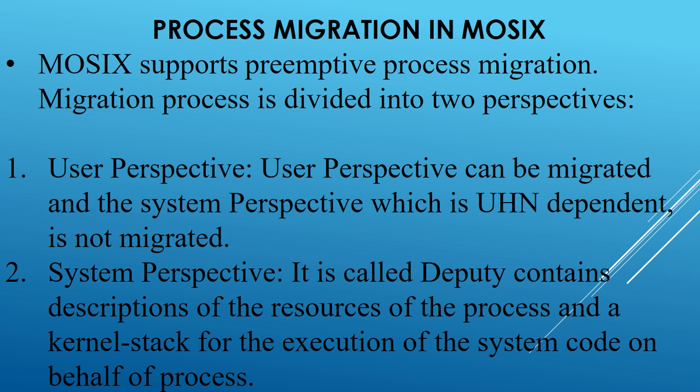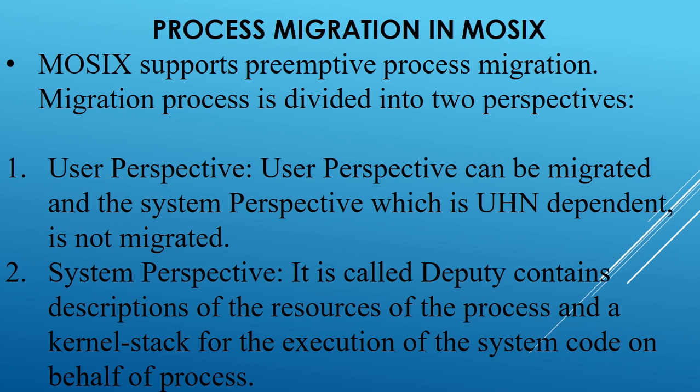Now we see the process migration in MOSIX. MOSIX supports preemptive process migration. Migration process is divided into two perspectives. The first part is called user perspective and the second part is called system perspective. The user perspective can be migrated, and the system perspective, which is UHN, that is Universal Home Node Dependent, is not migrated.